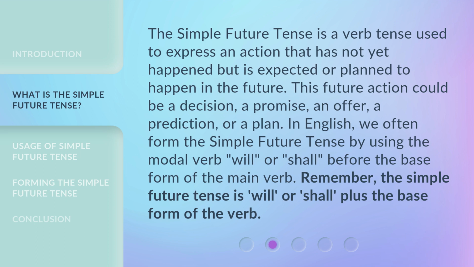In English, we often form the simple future tense by using the modal verb will or shall before the base form of the main verb. Remember, the simple future tense is will or shall plus the base form of the verb.